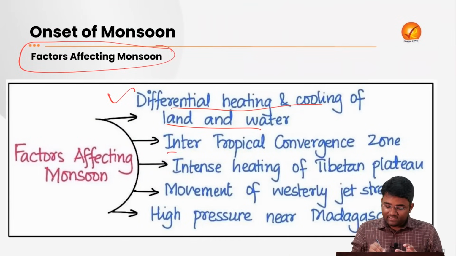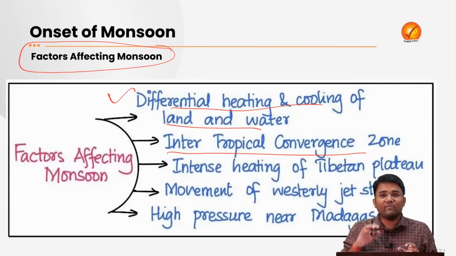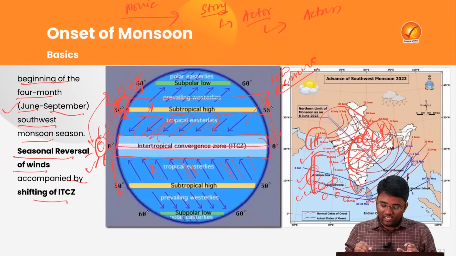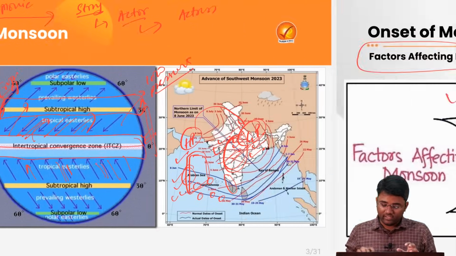Second is the ITCZ or intertropical convergence zone that we have just discussed in great detail, that with the shifting of the ITCZ, the seasonal reversal of winds happens. These monsoon laden winds, the moisture laden winds, come towards the land areas, towards the Indian subcontinent, and that leads to the rainfall in the major areas of the Indian subcontinent.